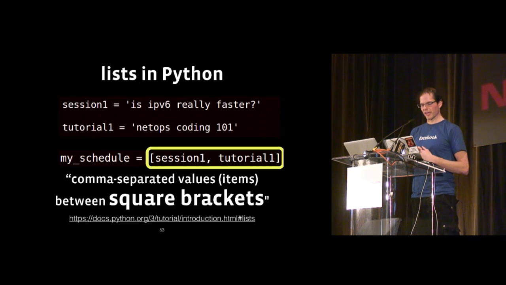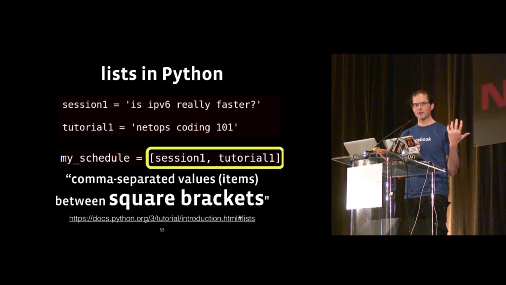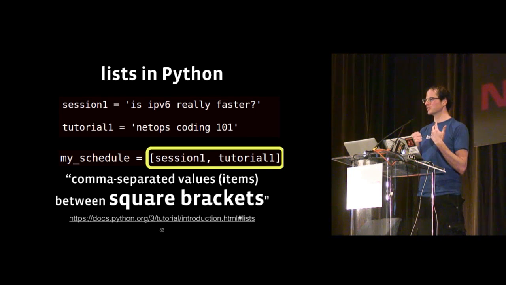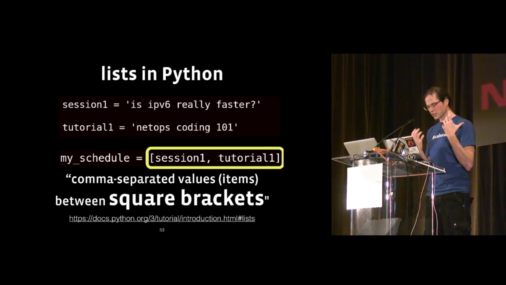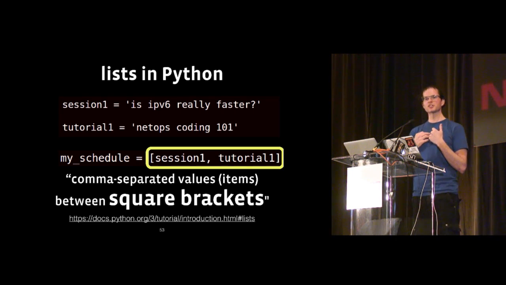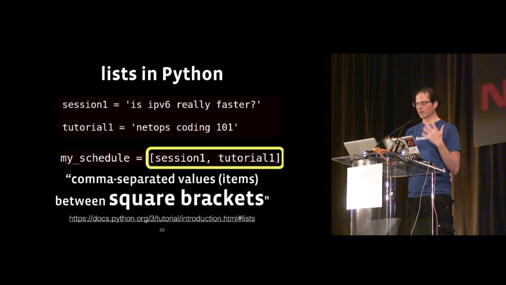And so if we continue on that and we want to start building like an agenda, for example, looking at the guidebook app that we had from NANOG, we could start building this list of sessions that we want to attend by creating, for example, using this bracket notation where we create a variable that says my schedule equals open bracket variable 1 comma variable 2. Now I show session 1 and tutorial 1 here, but you could actually put the actual strings there. The point here is you're making a list with multiple elements using these brackets.